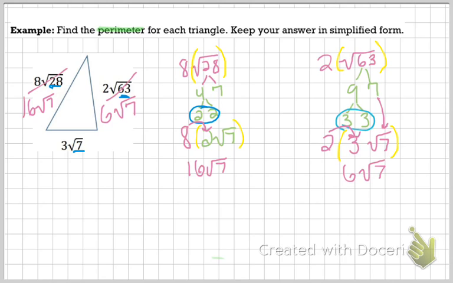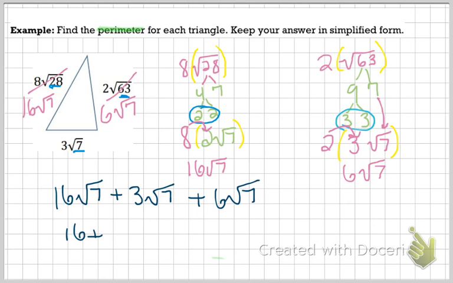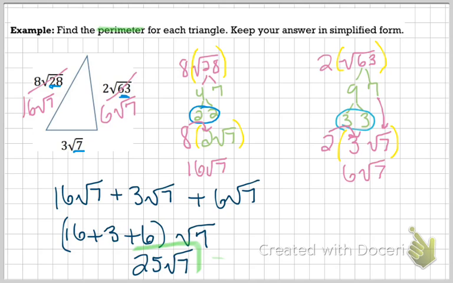Now we can go ahead and add all of these up. So 16 square root of 7 plus 3 square root of 7 plus 6 square root of 7. Well, we would be able to do 16 plus 3 plus 6, focus on that, and our answer should have square root of 7, and we get 25 square root of 7, and that would be our final answer.